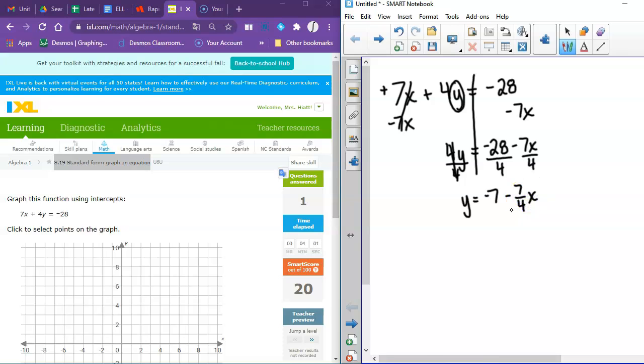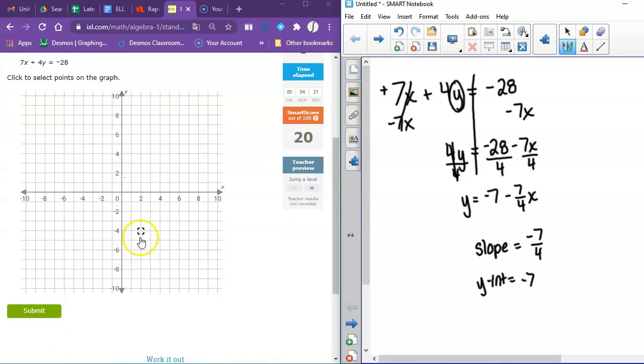Now we know that our slope is the number next to our x, so our slope here would be negative 7/4. And our y-intercept is the number over here by itself, which is our negative 7. So if we're going to graph that here, I could put a dot right here at negative 7. And then with the slope of negative 7 over 4, I would need to go down 7 to the right 4.